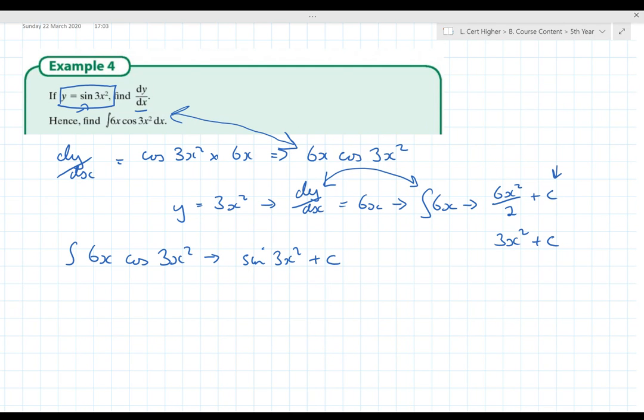Now, there is a way of integrating something like this without having to find a derivative and go back again. It's called integration by parts, but it's not on the course anymore, so we don't need to do it. So if a question like this comes up, it will always be phrased in this way. Okay, I hope that helps.